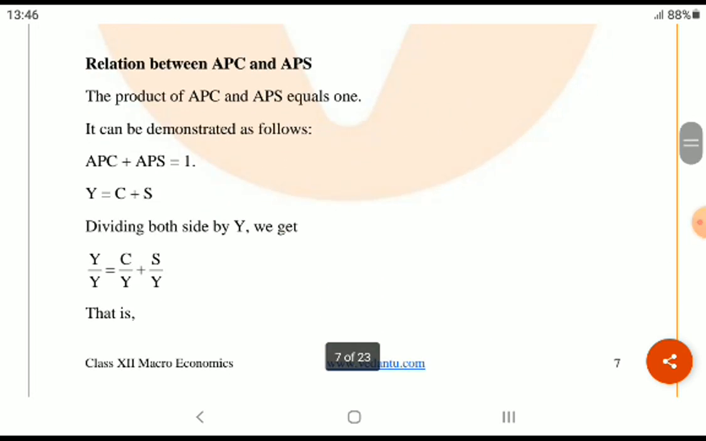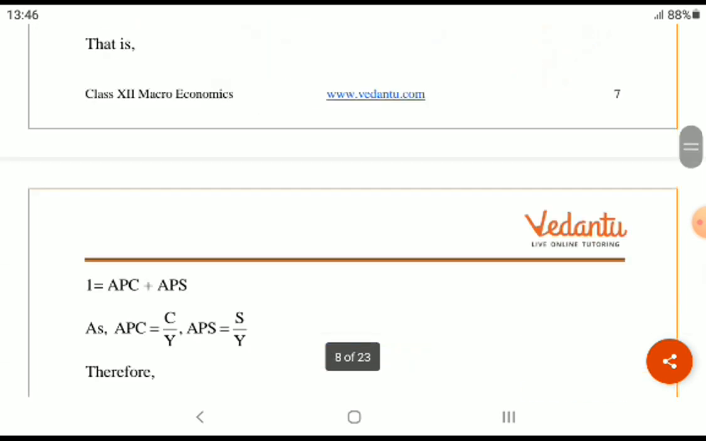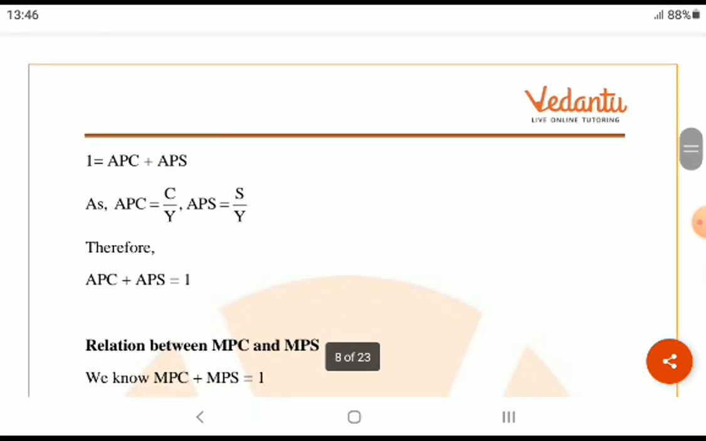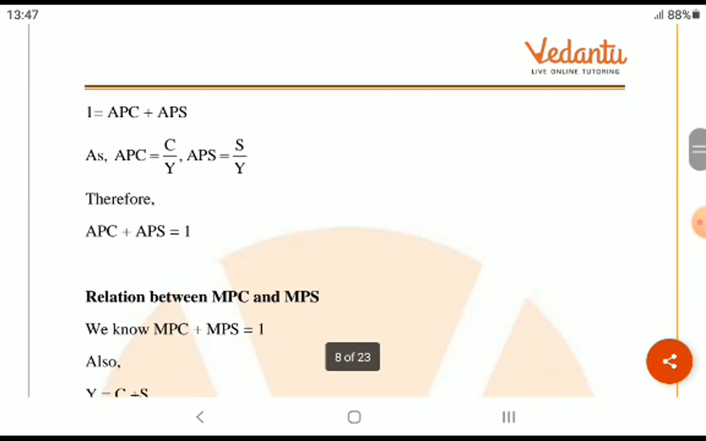The relationship between APC and APS is that the sum of APC and APS equals 1. It can be demonstrated like this: Y is equal to C plus S. Dividing both sides by Y, we get Y by Y is equal to C by Y plus S by Y. That is, 1 is equal to APC plus APS. APC is equal to C by Y, APS is equal to S by Y. Therefore, APC plus APS is equal to 1.